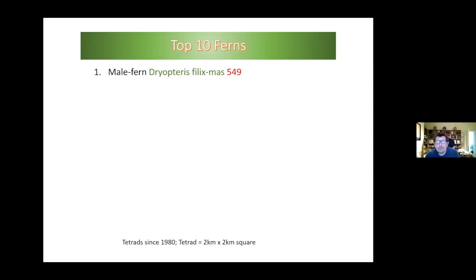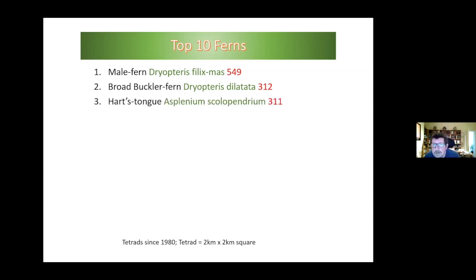So 549 tetrads. And coming in at number 2 is broad buckler fern, Dryopteris dilatata, with 312 tetrads. There are about 740 tetrads in Leicestershire, so this is about half. About 1 in 2 tetrads you'll find broad buckler fern. Coming in at number 3 is hart's tongue, 311.